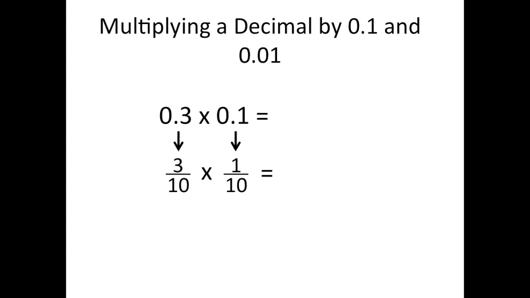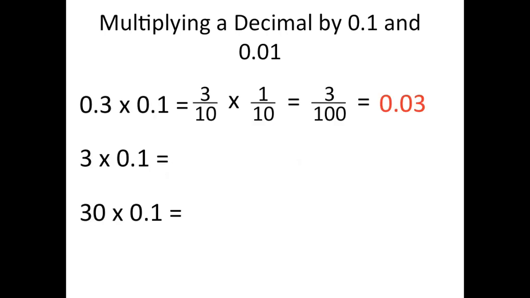We start by multiplying our numerators. 3 times 1 equals 3. Then we multiply our denominators. 10 times 10 equals 100. 3/100ths written as a decimal looks like this, 0.03. So 3/10 times 1/10 equals 3/100ths.